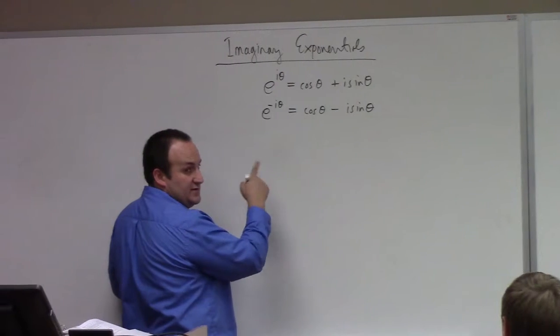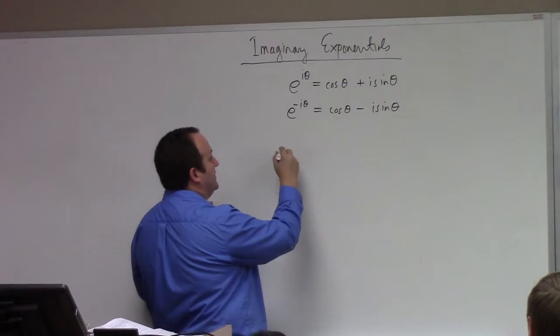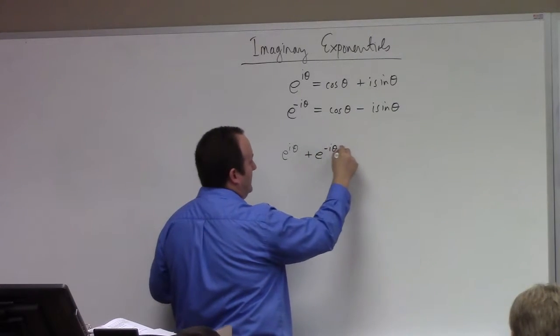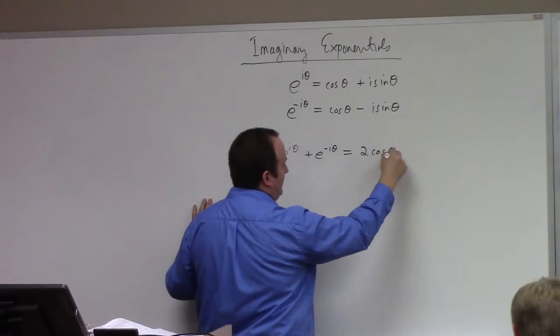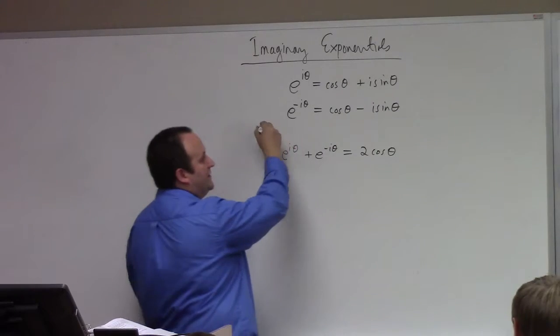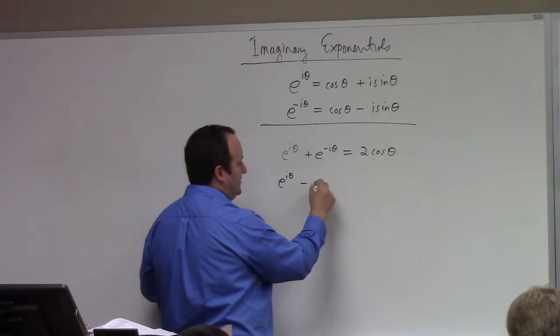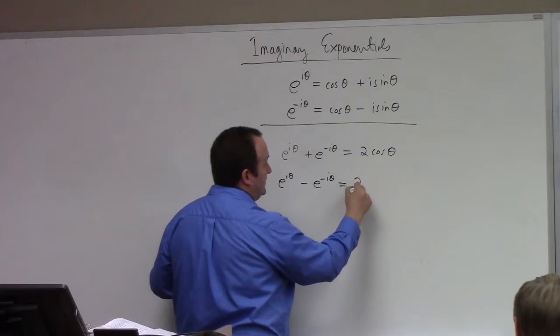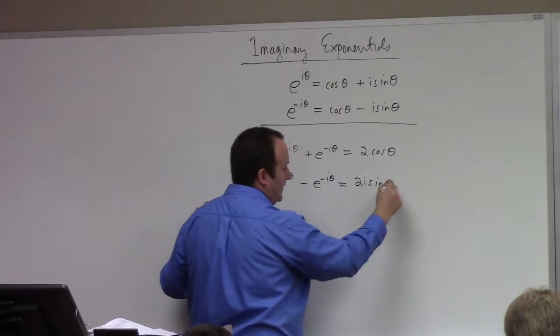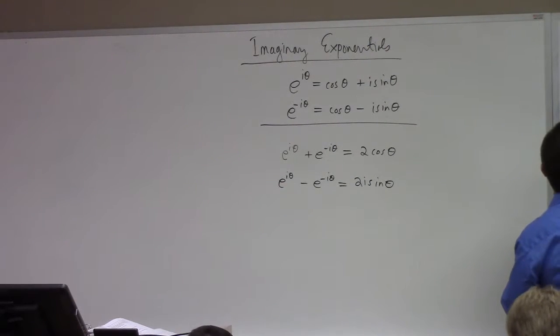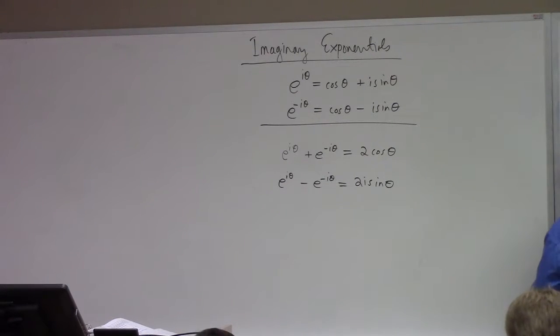So if I add these two equations, I get e to the i theta plus e to the minus i theta is equal to 2 times cosine theta. If I subtract these equations, I get e to the i theta minus e to the minus i theta is equal to 2i times the sine of theta. So you see what these calculations show us is that I can write cosine and sine both in terms of the exponential of imaginary quantities.